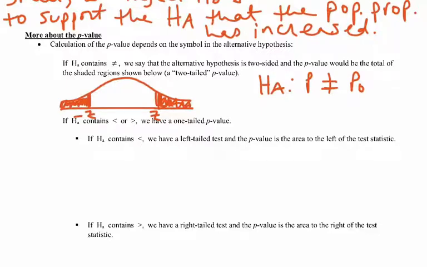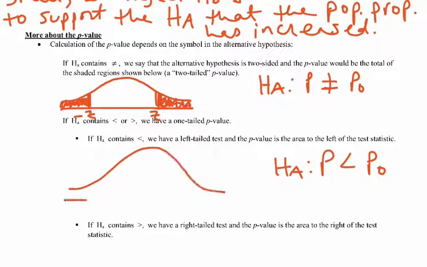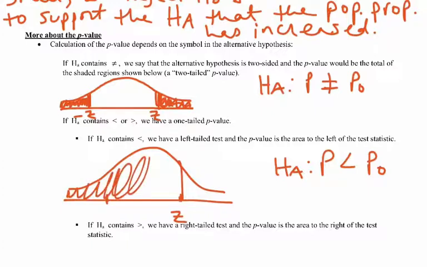So if you have a two-sided hypothesis test, this is what your p-value regions are going to look like. If you have a left-tailed test, which we didn't do today, that would be like if p is less than p naught, then you look at your z-score. Your z-score can go wherever. It can be a negative z-score, or it can go up here and be a positive z-score. Wherever your z-score is, the area you're looking at for your p-value is shaded to the left of it.